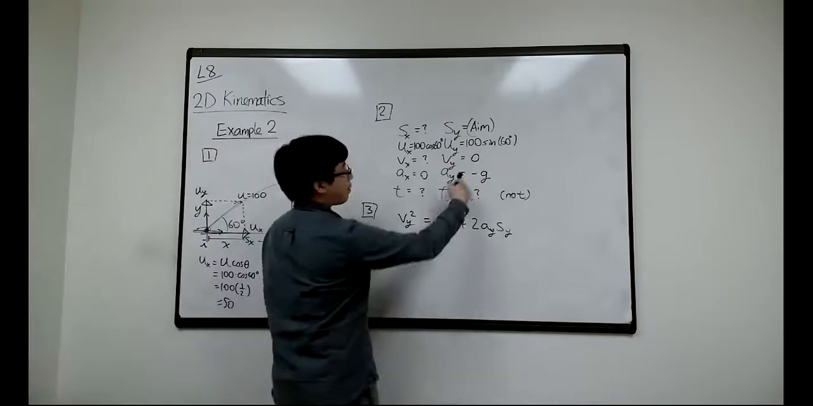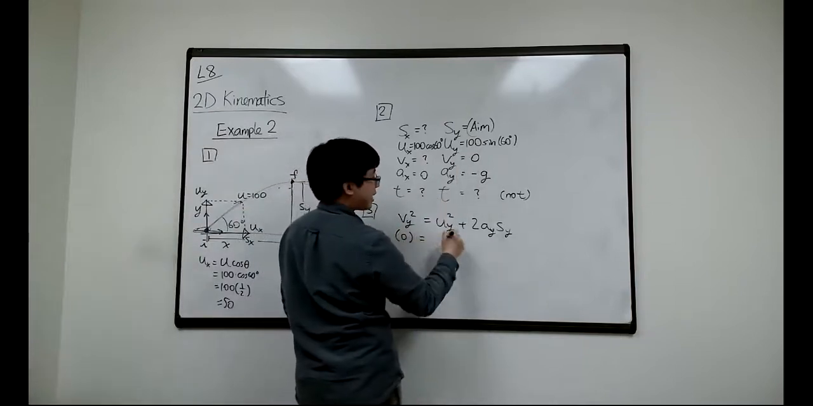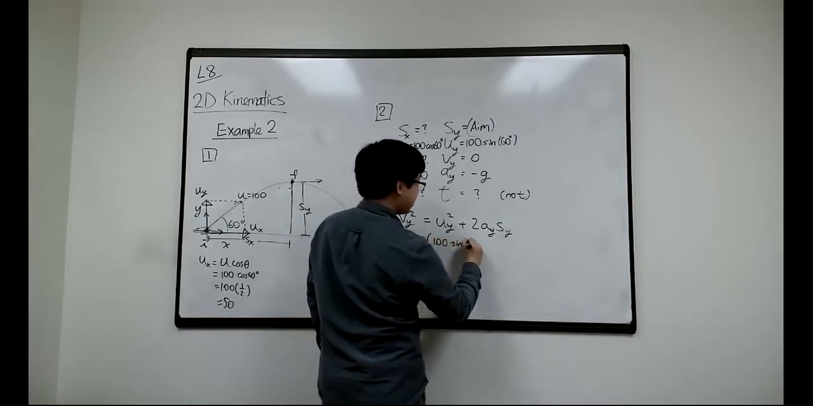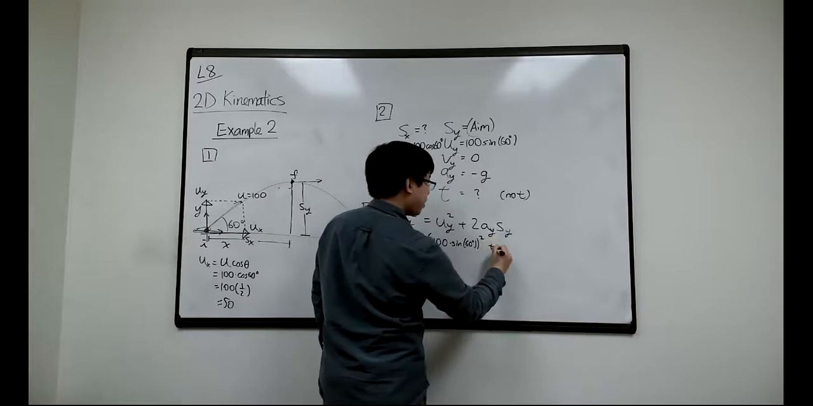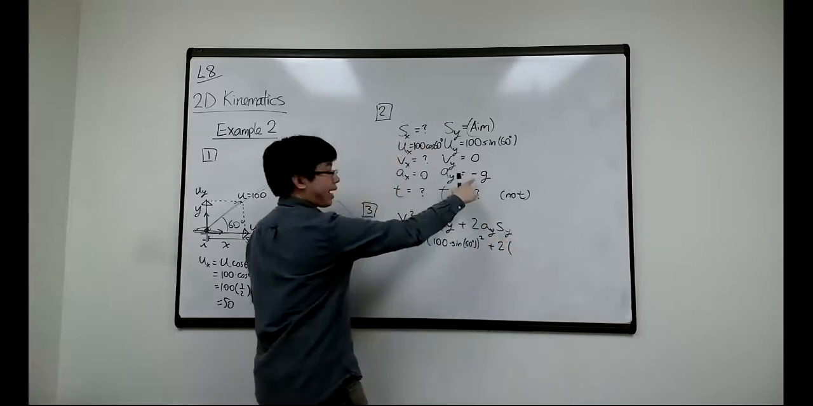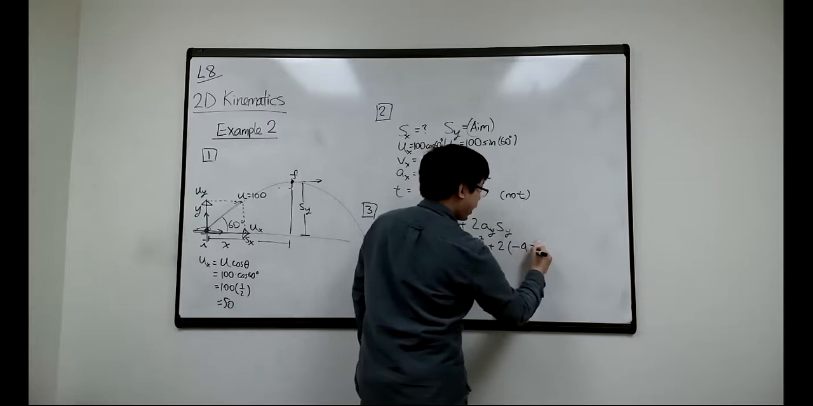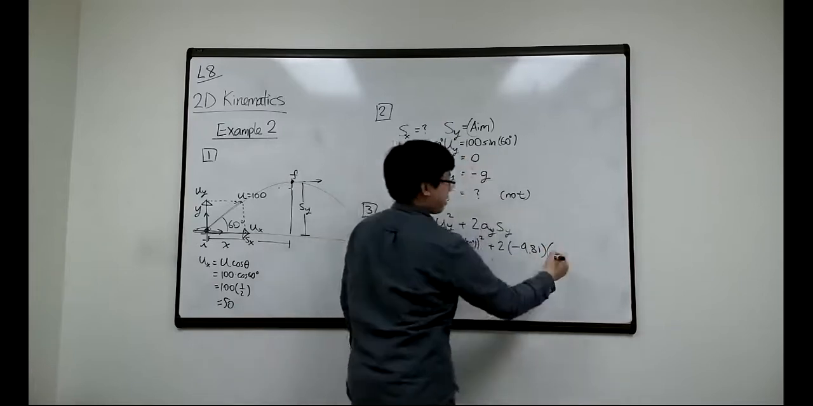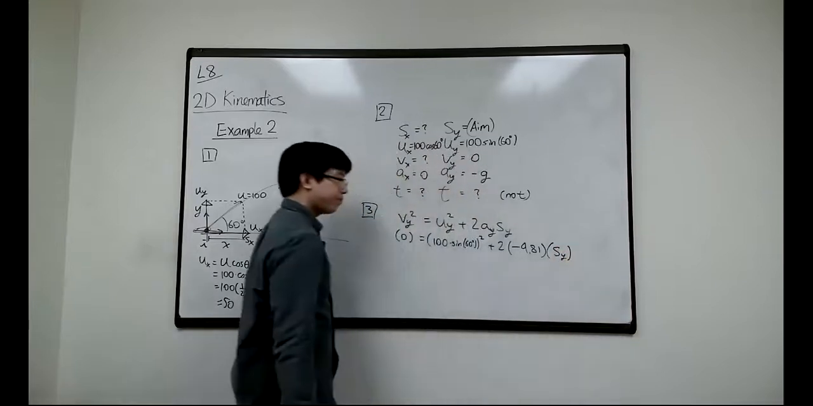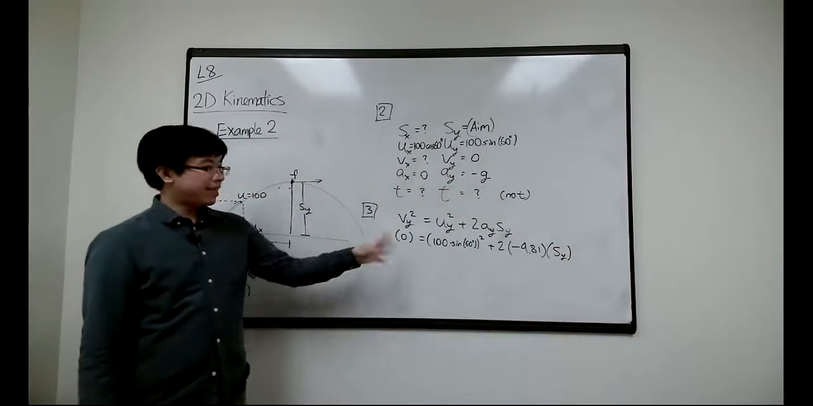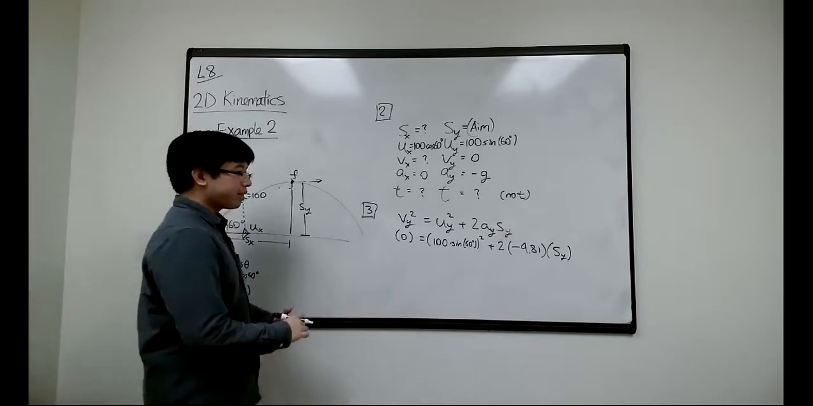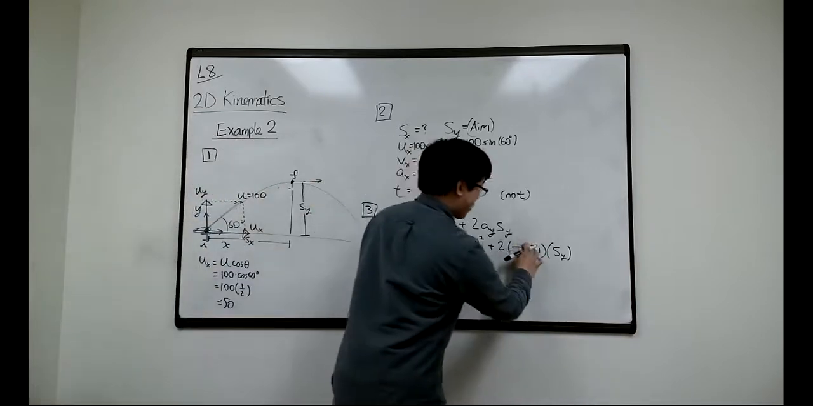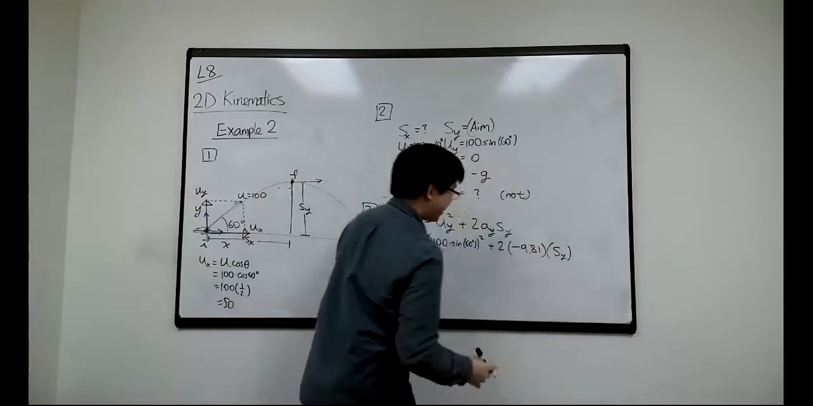And then it's plugging in all the numbers, right? So I have 0 on this side, 0 squared is 0. This side I have 100 times sine 60 degrees squared plus 2 times ay, be careful of the negative, 9.81, and s is unknown. This is what I want to solve. So go ahead, try to plug this into the calculator and see if you get the same answer as I do.